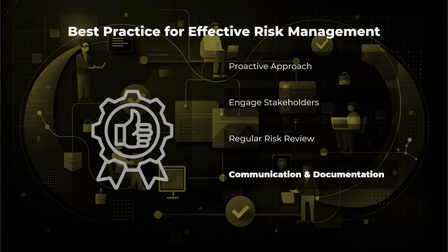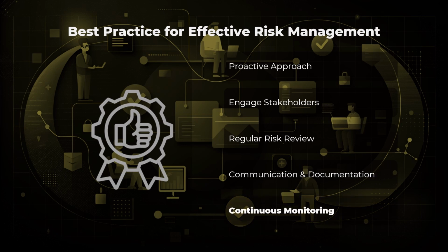Communication and documentation, essential for transparency and accountability among project stakeholders regarding risk management activities, involve establishing clear channels, documenting identified risks and response plans comprehensively, and ensuring regular updates to facilitate accessibility and clarity. Continuous monitoring involves implementing robust mechanisms to track identified risks, monitor key risk indicators, and assess response actions' effectiveness in real time, enabling proactive risk management and adaptation of strategies as necessary.